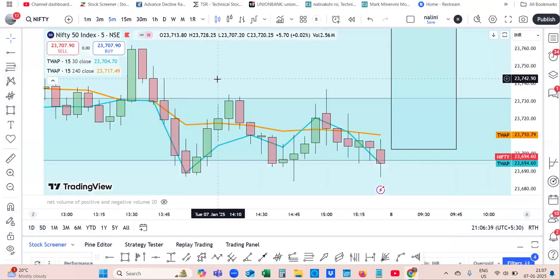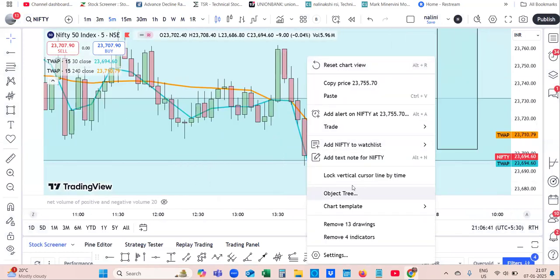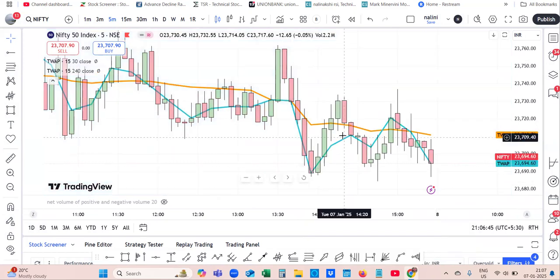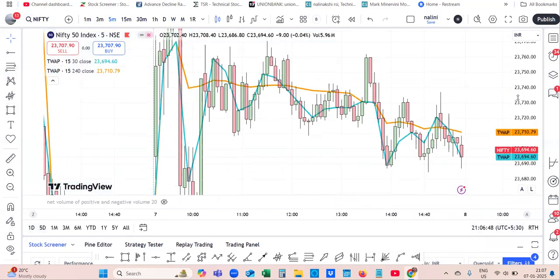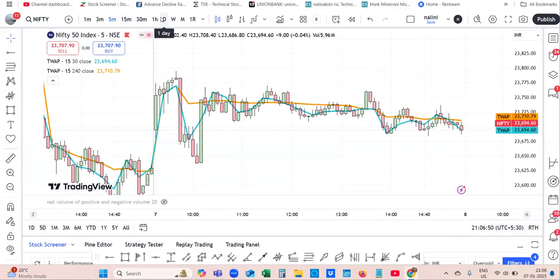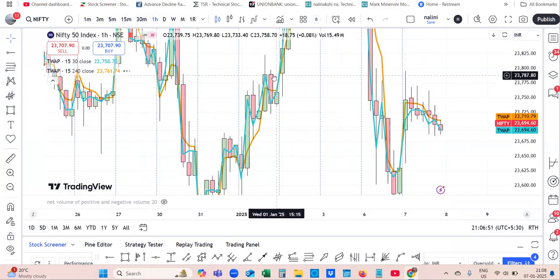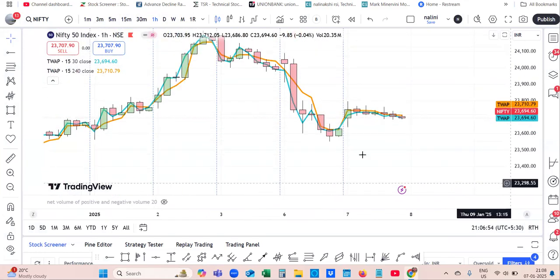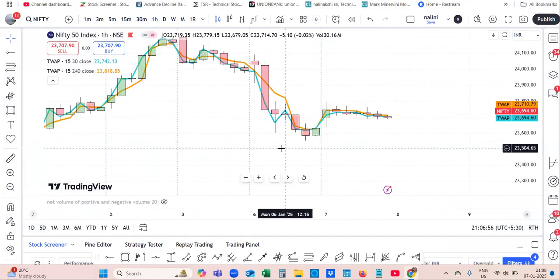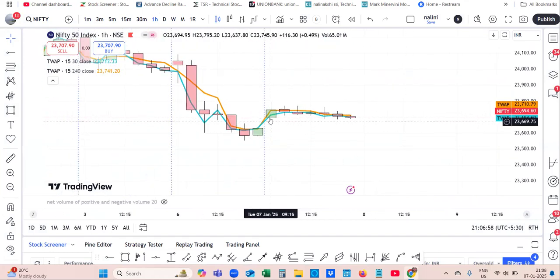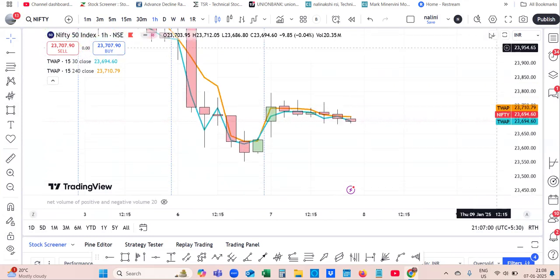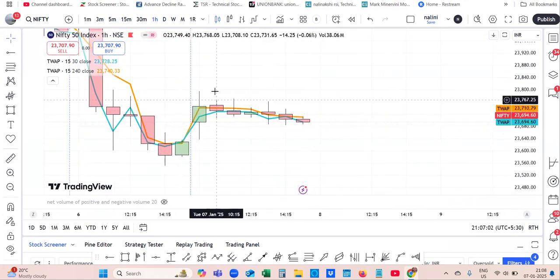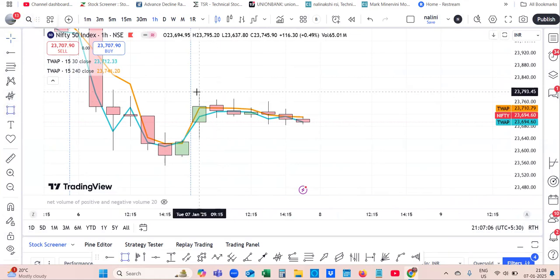Nifty, what happened here is, let me remove all the drawings. So let me go to an hourly candle. Hourly candle. This was the candle, first hour candle. This is an institutional candle. Actually, it managed the price action within this range.